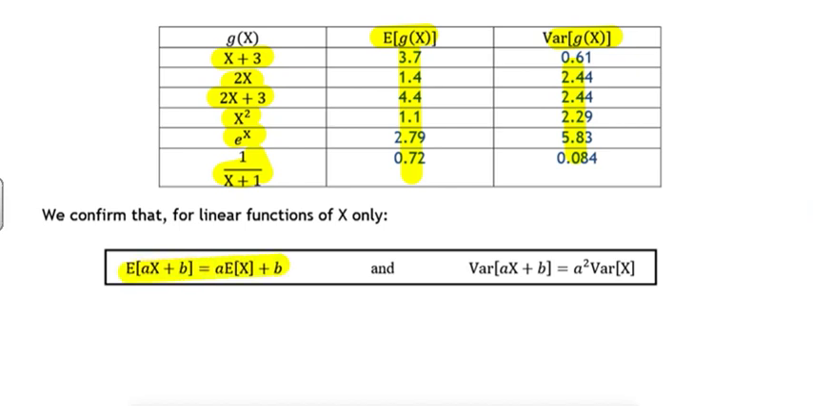The expected value of ax plus b is equal to a times E of x plus b, so that's demonstrated in examples 1, 2, and 3. And similarly, the variance of ax plus b is equal to a squared times the variance of x, and again that's demonstrated in these first three examples.